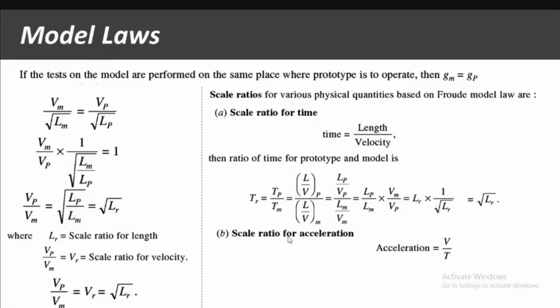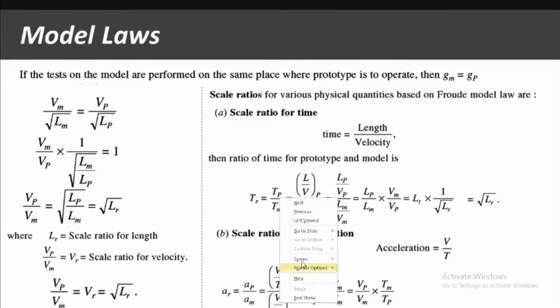Okay, after that, scale ratio for acceleration. So we know acceleration equals velocity per unit time. Therefore, acceleration ratio is acceleration of prototype upon acceleration of model. So it is velocity of prototype upon time of prototype divided by velocity of model upon time of model. अब इसको हम न्यूमरेटर में लेंगे. तो न्यूमरेटर में लेते टाइम ये डिनोमिनेटर में जाएगा और ये न्यूमरेटर में जाएगा. So we will have Tm upon Vm.